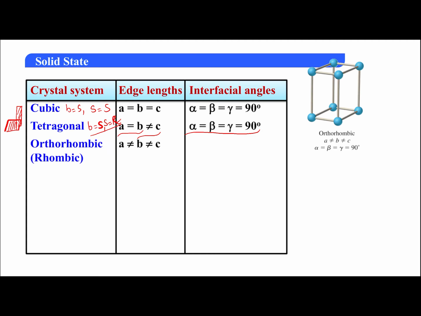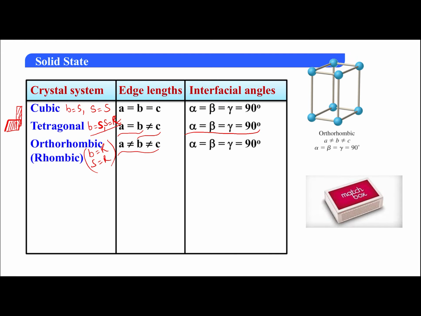Orthorhombic. Now, how to remember orthorhombic? Base as a rectangle, side as a rectangle is called orthorhombic. When you say base as a rectangle, side as a rectangle, naturally for a rectangle the lengths are always unequal, but you know from geometry the angles are 90 degrees.